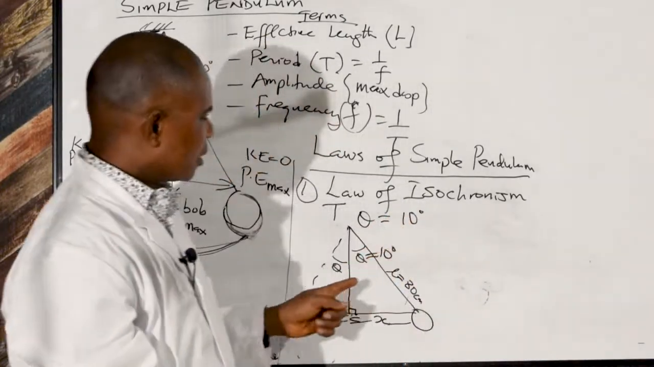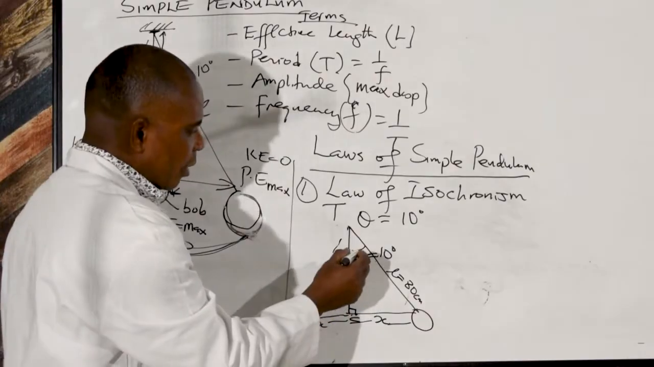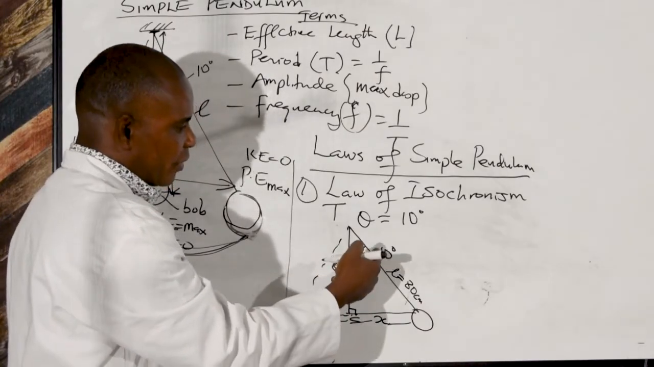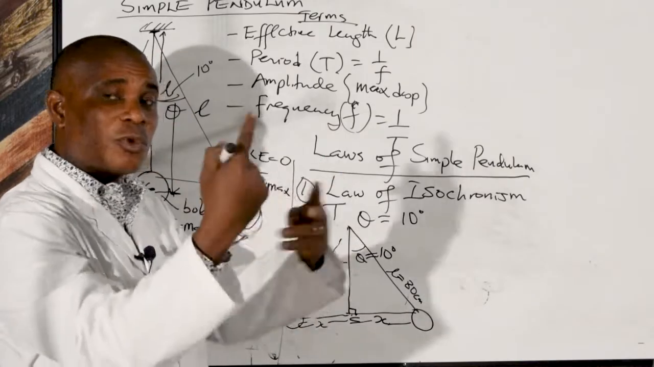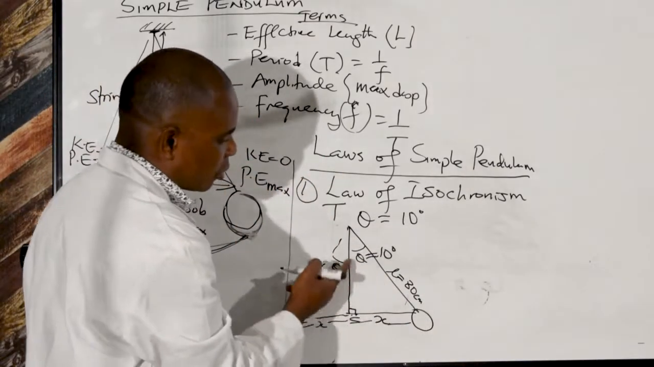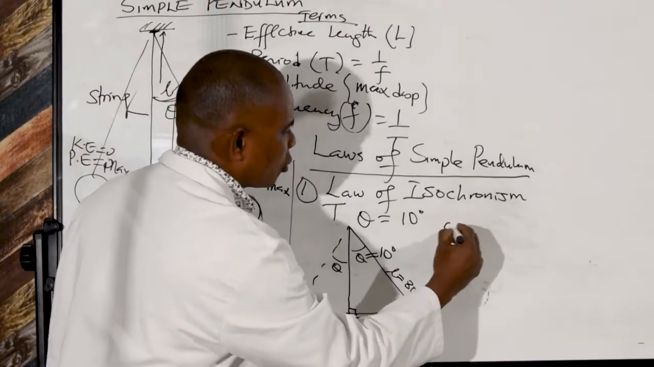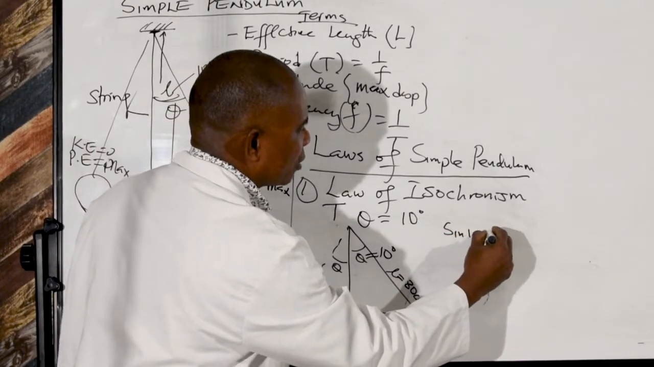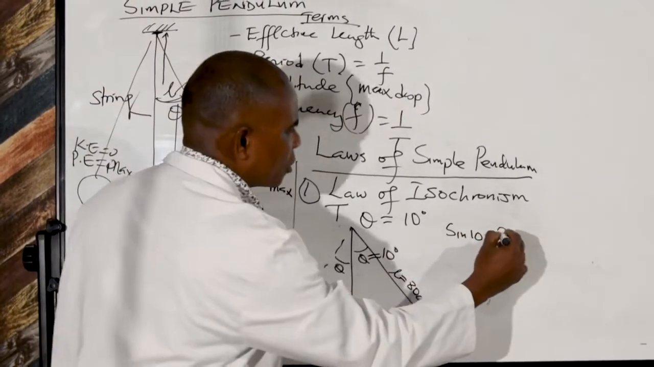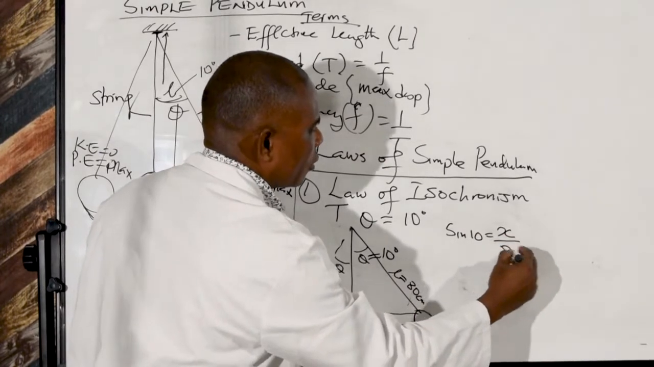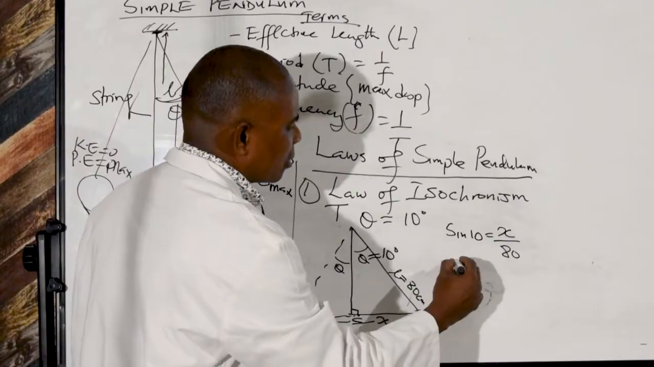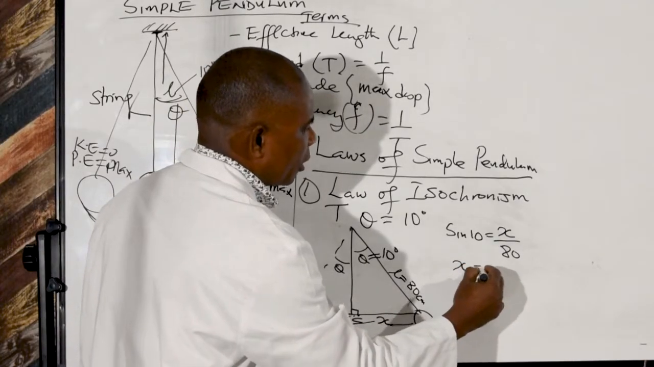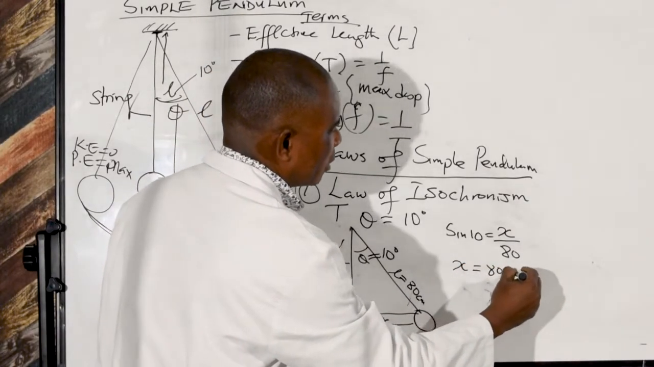So let's see, that is that limit. So I have the angle here. The angle is advisable. You can take 10 or below 10, but it's not advisable to go beyond 10. So let's see, the angle is going to be opposite over hypotenuse. So I have sine 10 equals the opposite, x, all over 80. So if you punch the calculator, you have x equals 80 sine 10.